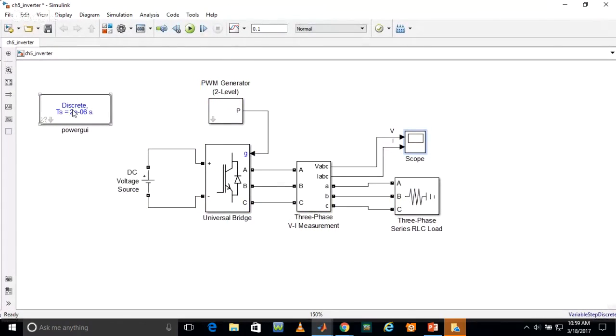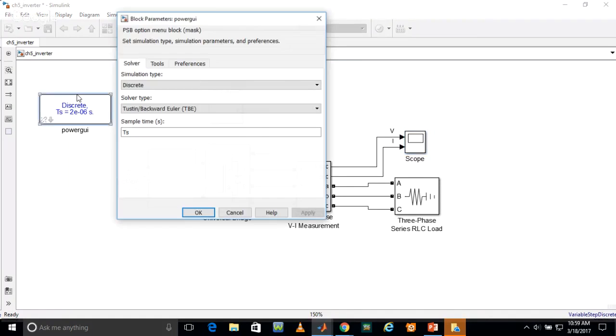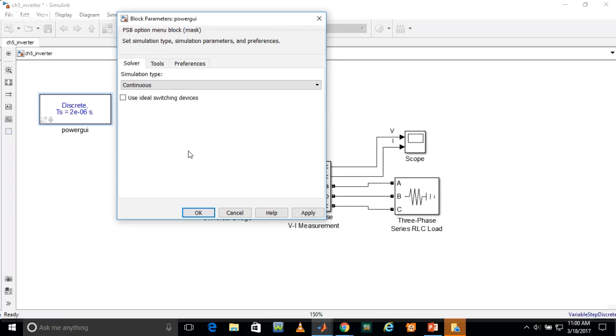Then go to power GUI, because an inverter circuit requires switching. For this purpose we go for the discrete type solver in power GUI. As you can see in the simulation type, we were first going for continuous type in all the previous examples, but the moment we came to switching devices or our inverter circuit, we go for discrete type because it provides good results.